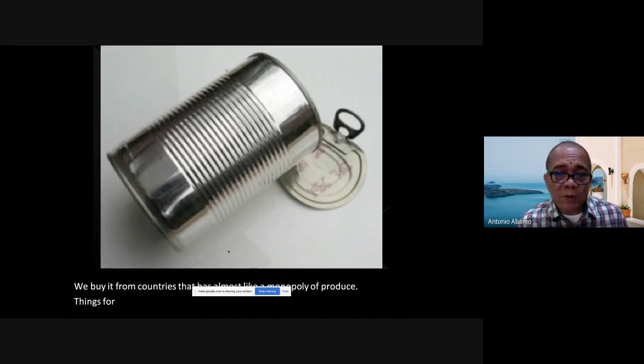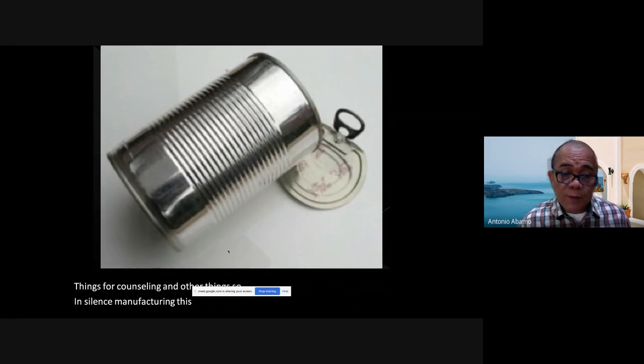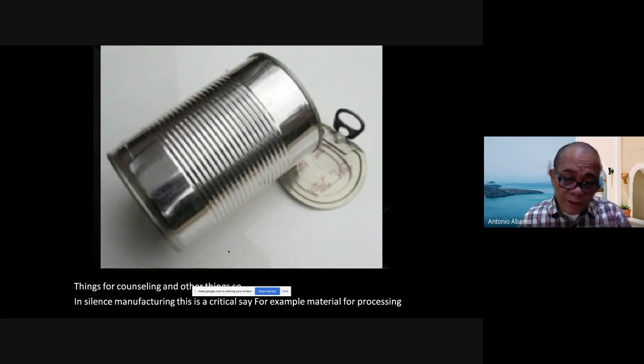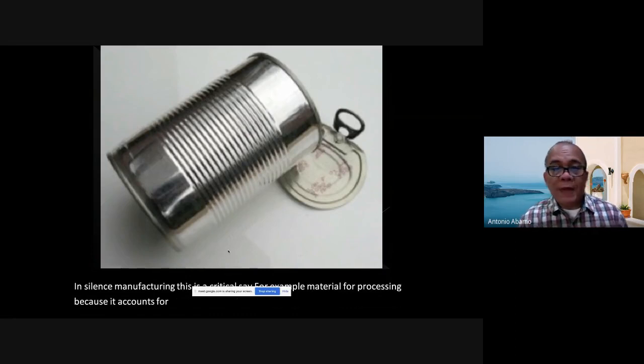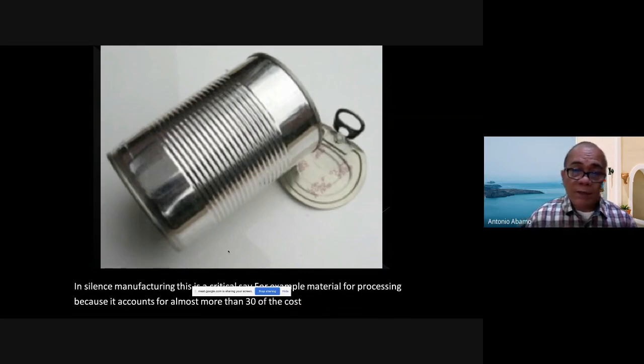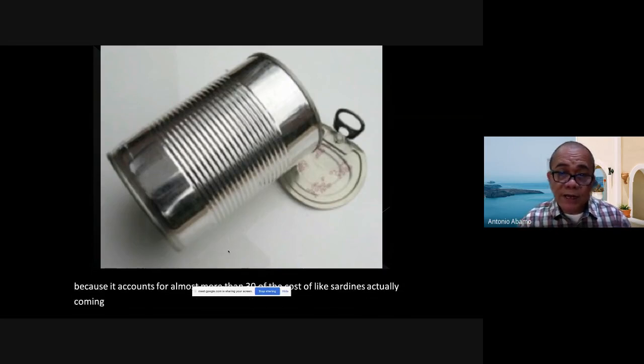So in sardines manufacturing, this is a critical material for packaging, because tins account for almost more than 30% of the cost of sardines. Just the can alone, no? Without anything inside yet. Another 30% is the sauce, especially the tomato sauce.